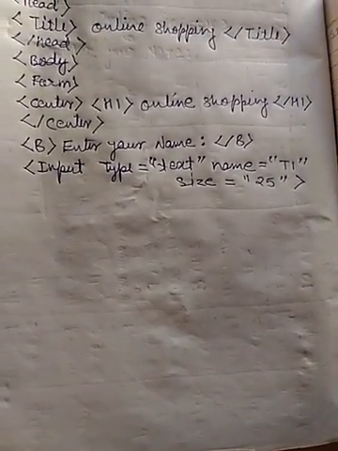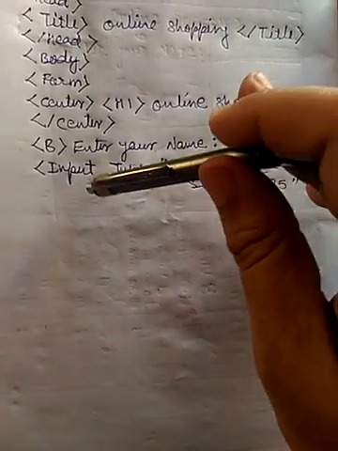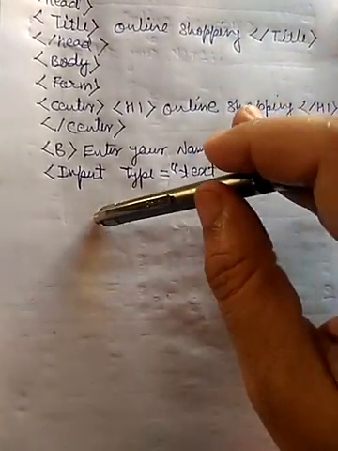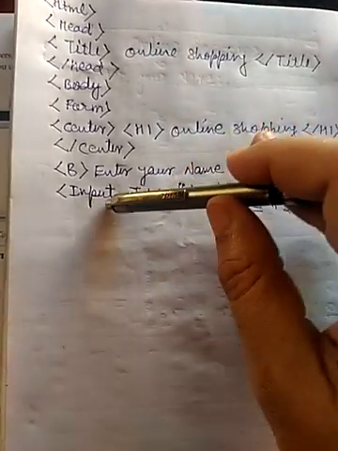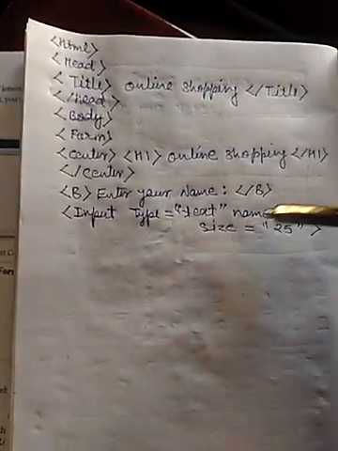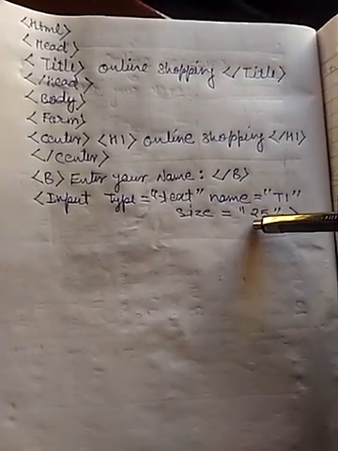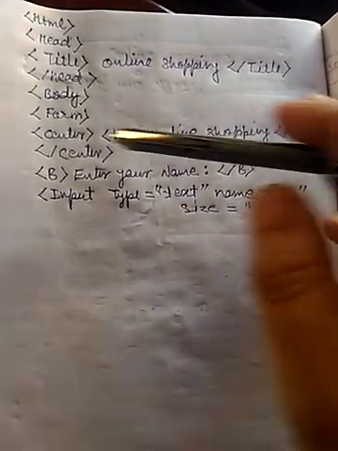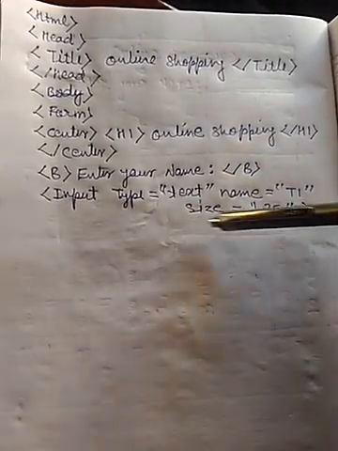In the same way you can define as many text boxes. Suppose you want to enter the address of the person. So again enter your address, input, type text, name, let us say T2, size say 200 characters. In the same way, you can define as many tags as you want over here.